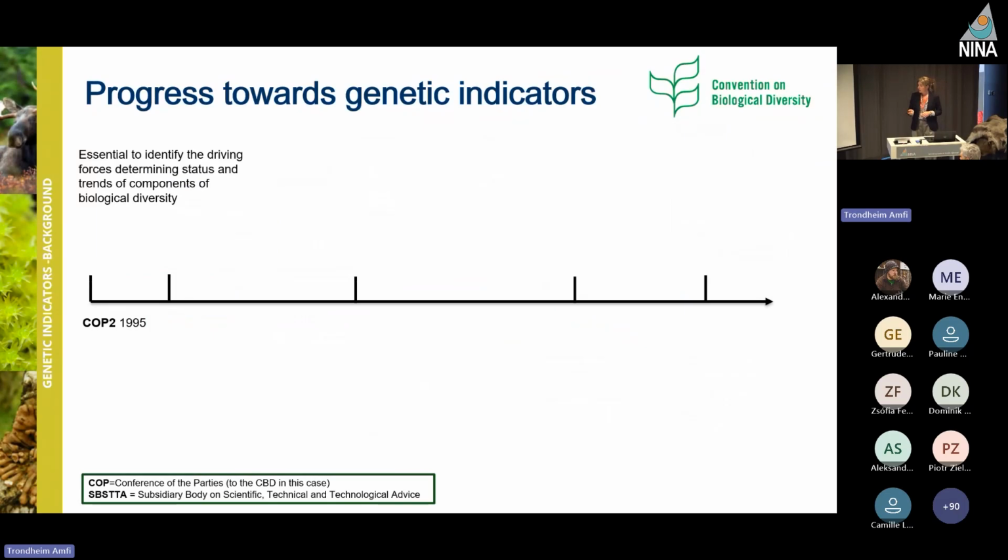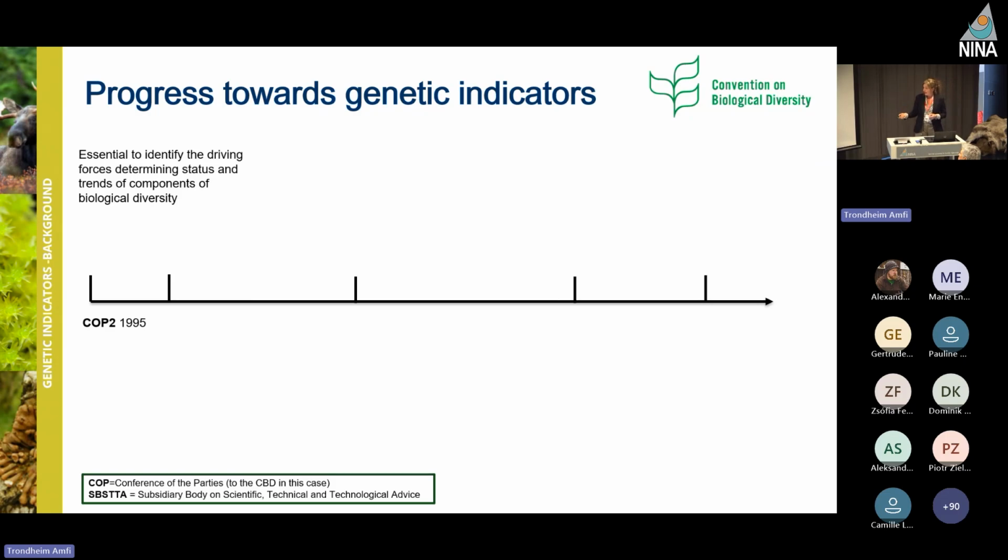If we look at the CBD, the way the CBD works is that they have biannual meetings. So every second year they have a so-called Conference of the Parties. And I can say that right now there are 196 parties to the convention. So it's predominantly countries and then the EU. So it's really globally that countries have signed up to this agreement.